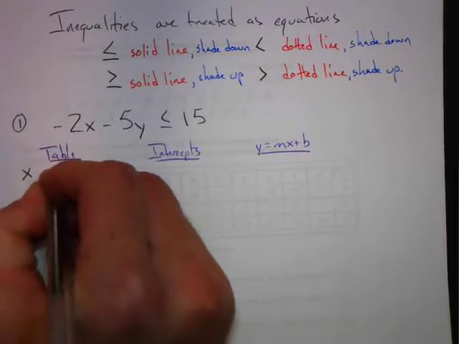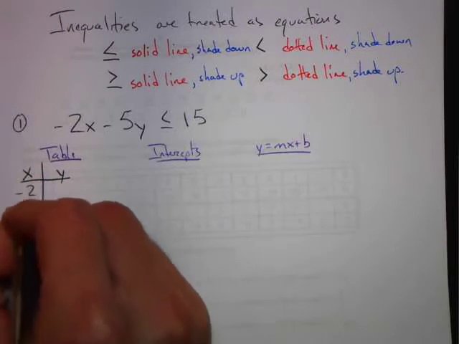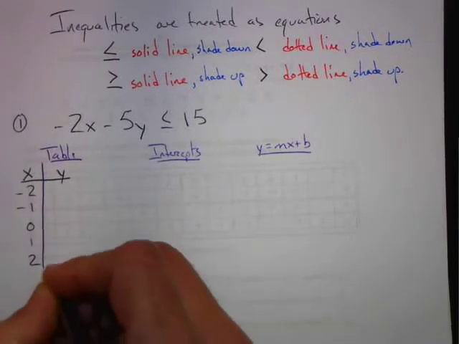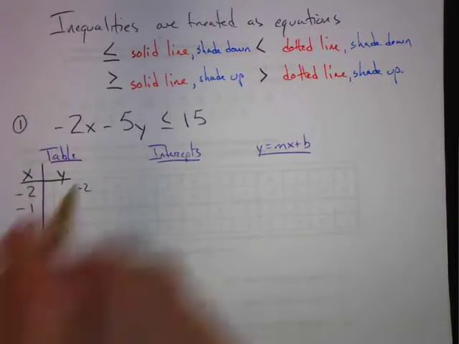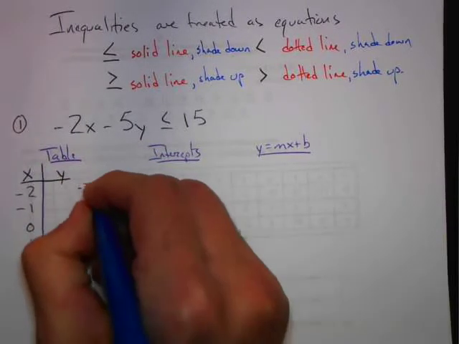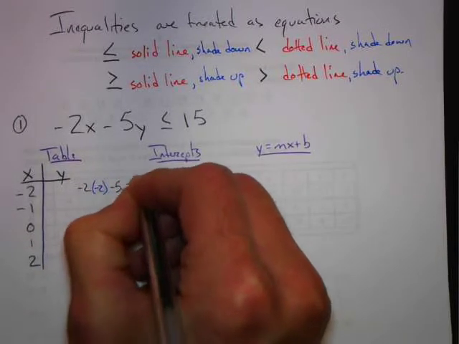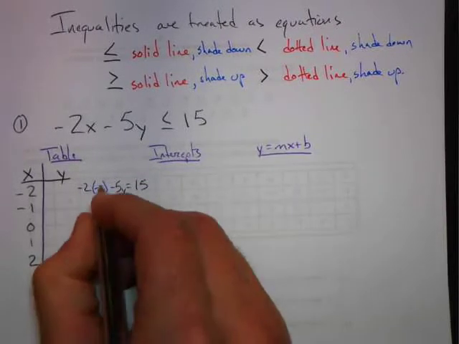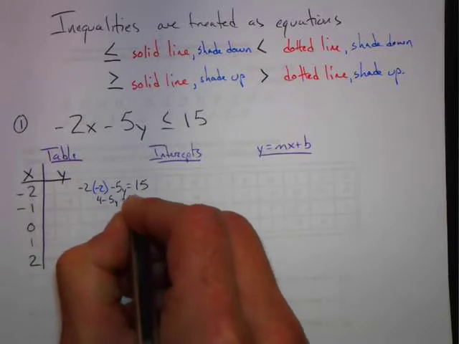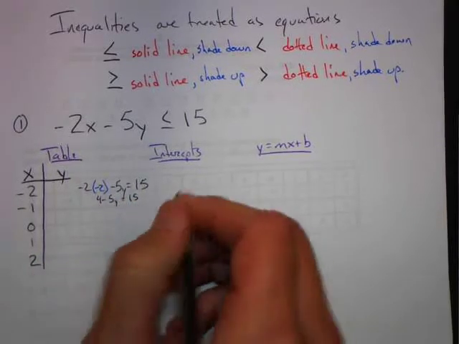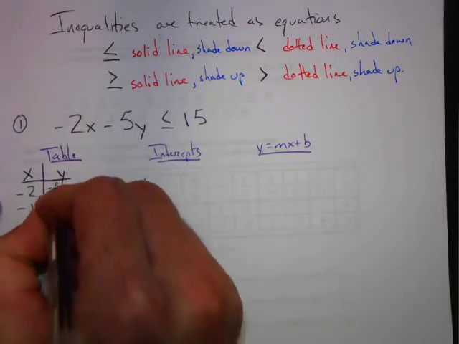So for those of you that like to deal with a table of values, we remember that we pick values for x, 2 positive values, 2 negative values, and we plug in the x value and see what we get back for y. So we have negative 2 times x minus 5y. And again, we treat it like an equal sign. And then we solve for y. Okay, so we substitute negative 2 times negative 2, positive 4. So positive 4 minus 5y equal to 15. Subtract 4 and then divide by negative 5, we get negative 11 over 5.